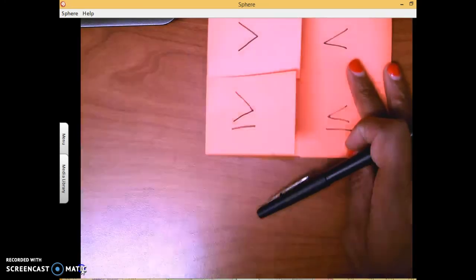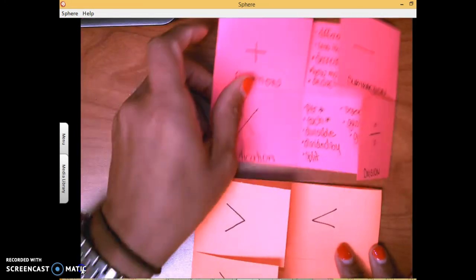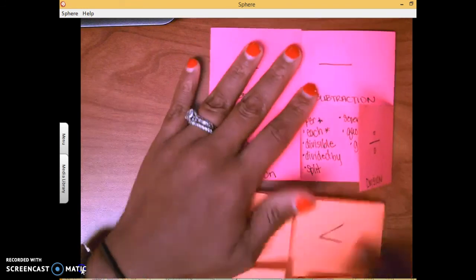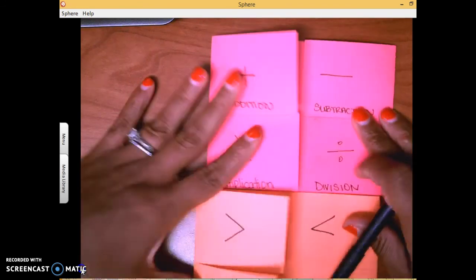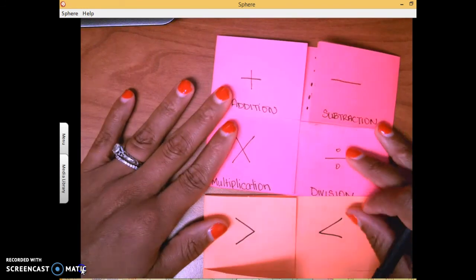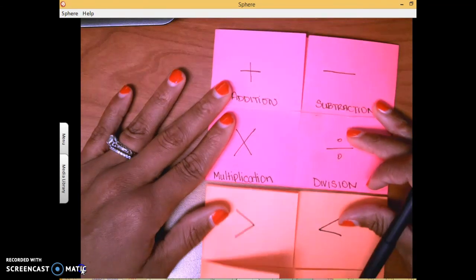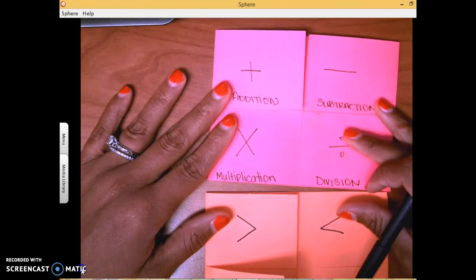So what I want you to do is glue these things in your notebook. You should have one on top of the other one. You can title it Algebra in Words, and just glue them right on top of each other. They should fit on one page of your notebook.